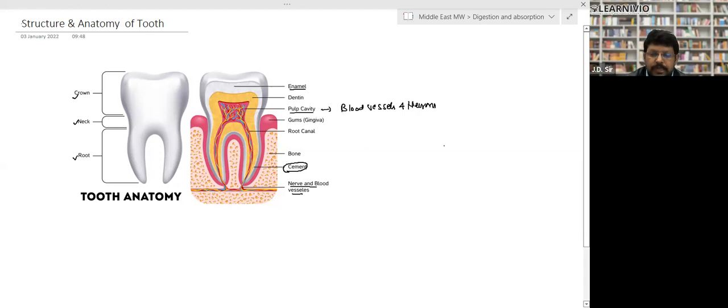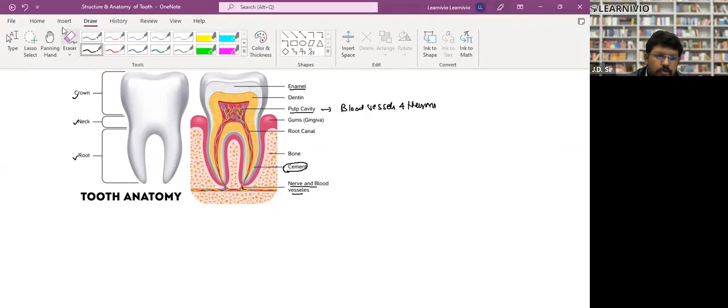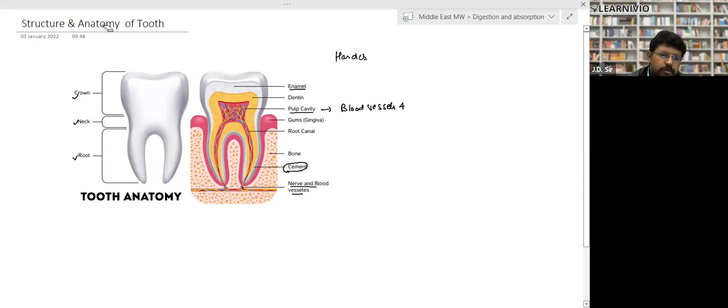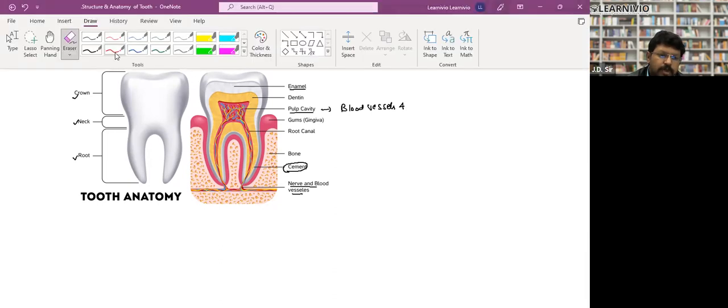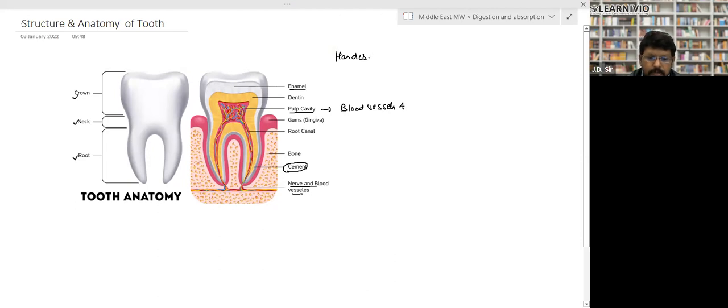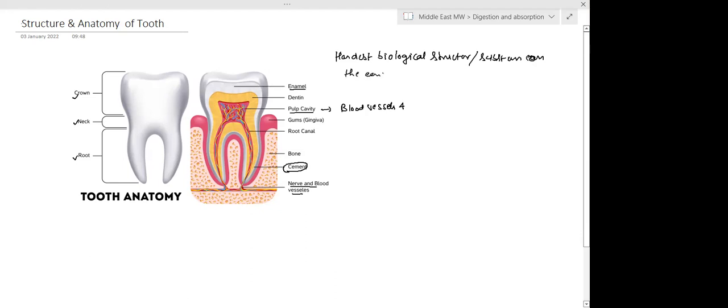Now I have a question for you. Tell me, what is the hardest biological substance on the earth? Who is going to answer? Mamuna, what is the hardest biological structure or substance on the earth? I think it's the teeth of snails. Teeth of snails? Teeth or enamel is not the answer.